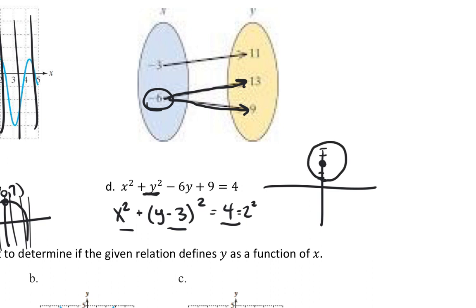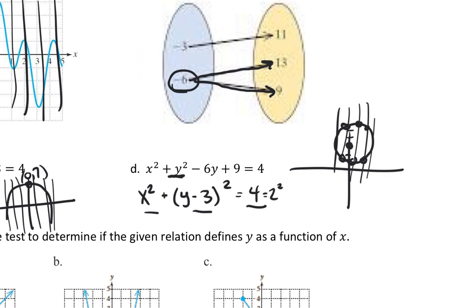So this is what our function looks like, and then we can do our line test. And we can see that in multiple cases, we touch the graph twice in almost every location with the vertical line test, so this is not a function.